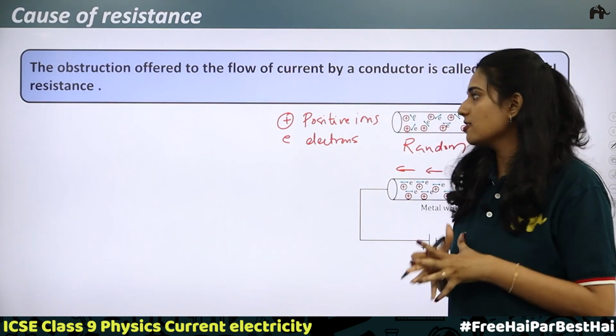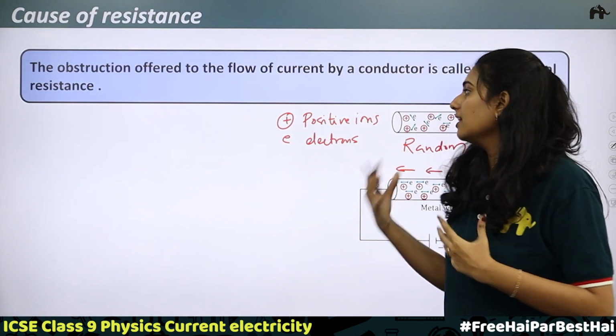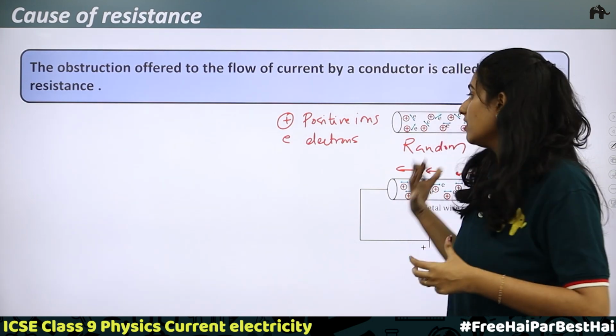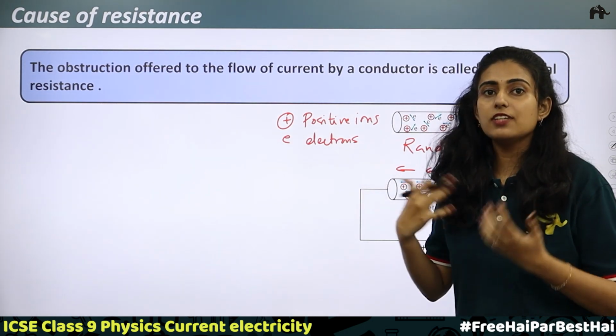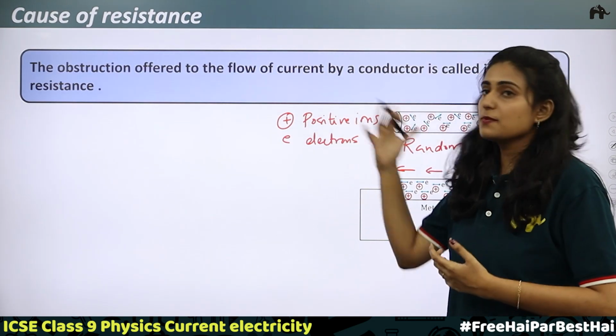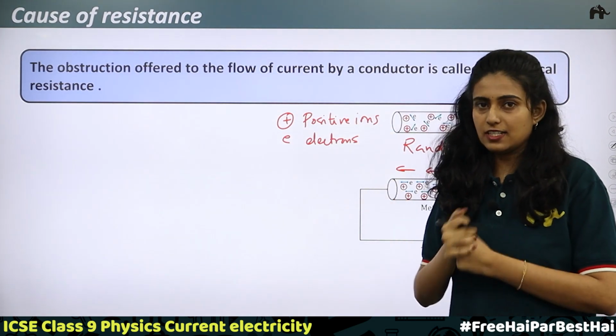Because of the presence of positive ions, the electrons will get drifted in different directions, though they have a tendency to move to the positive terminal. So this drifting of electrons is caused by the resistance that is offered inside the metal wire.